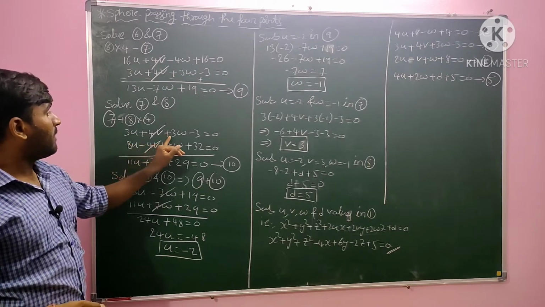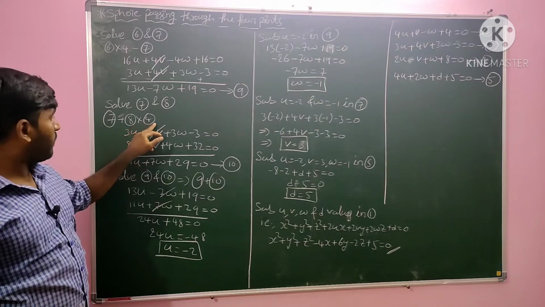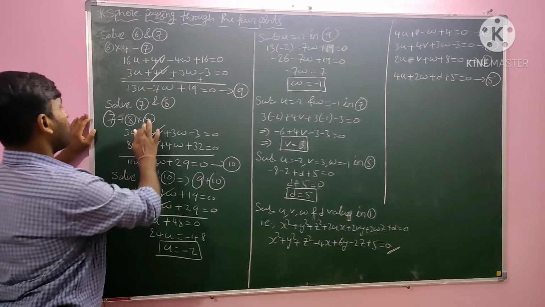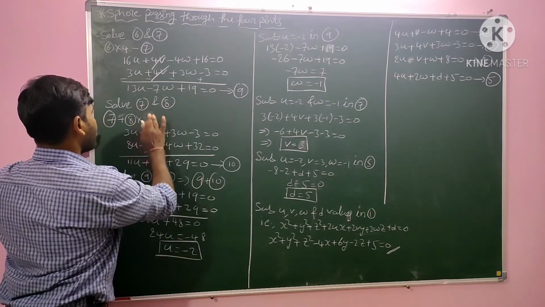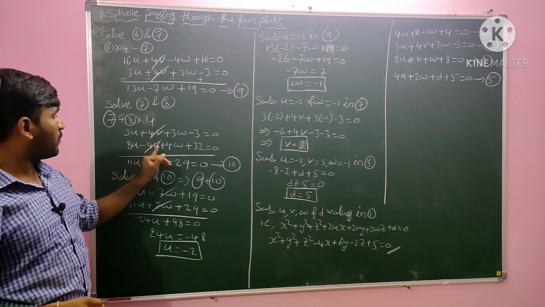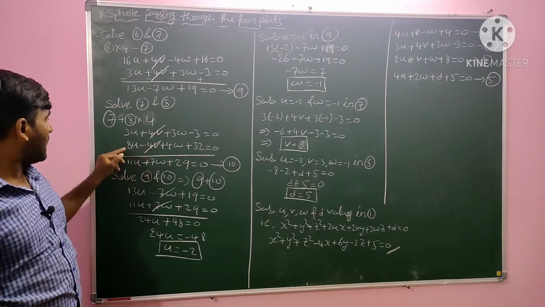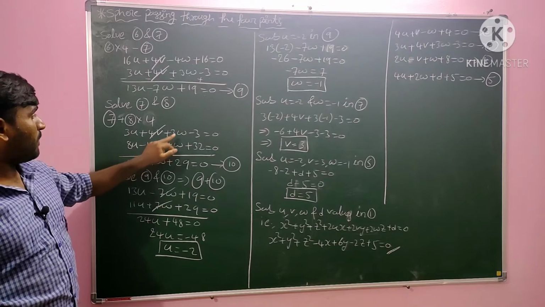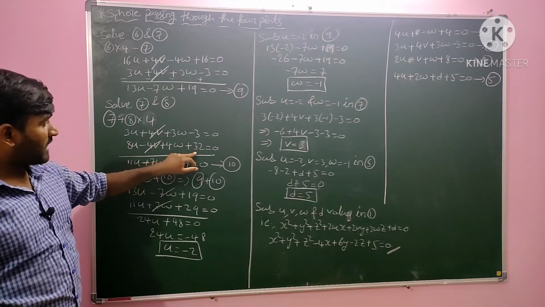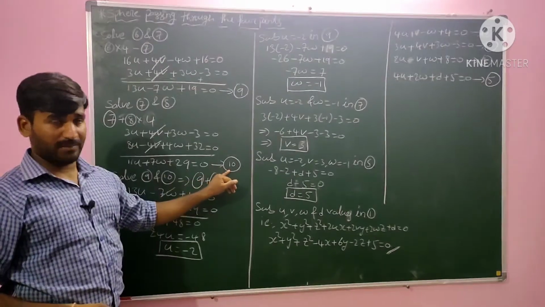3u plus 4v plus 3w minus 3 equal to 0, and the 8th equation, multiply by 4. Then what will we get? 8u minus 4v plus 4w plus 32 equal to 0. Here 4v minus 4v gets cancelled. 8 plus 3, 11u, and 4 plus 3, 7w, and 32 minus 3, that is 29 equal to 0. Take this one as equation number 10.